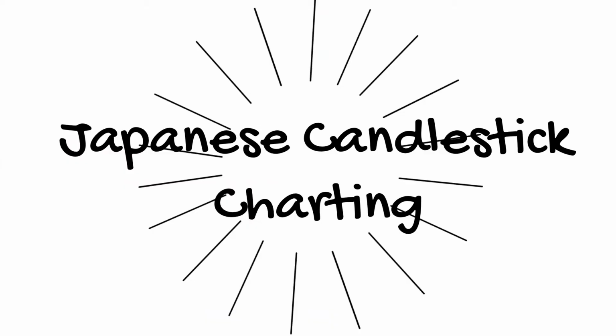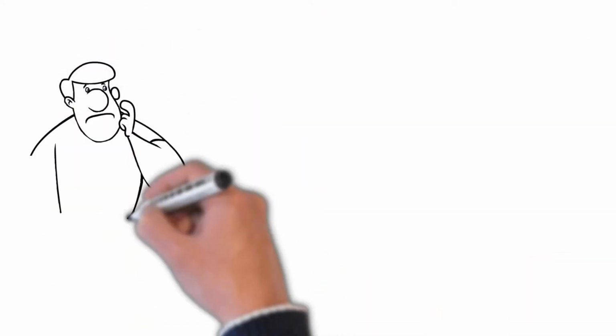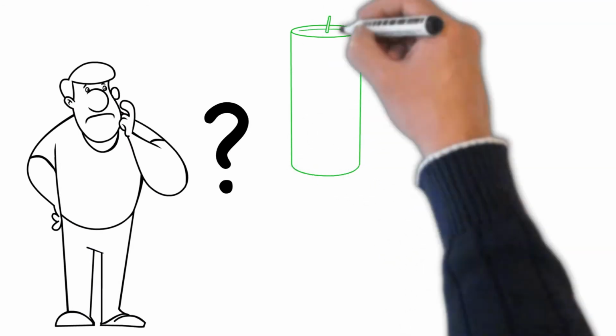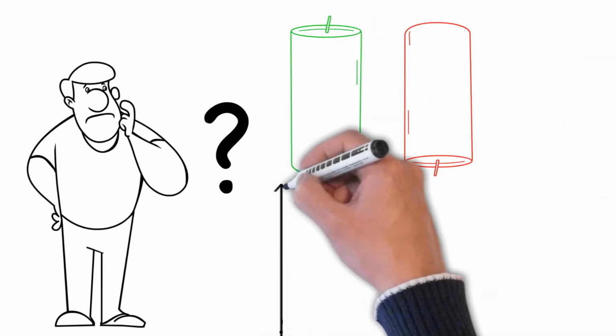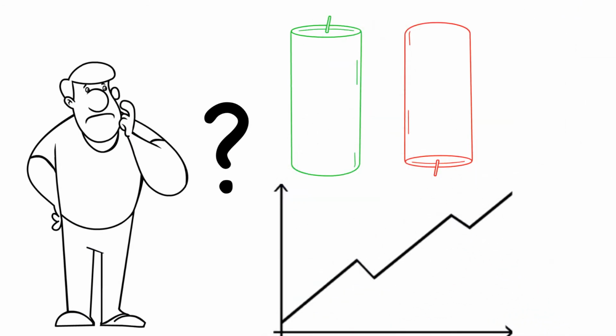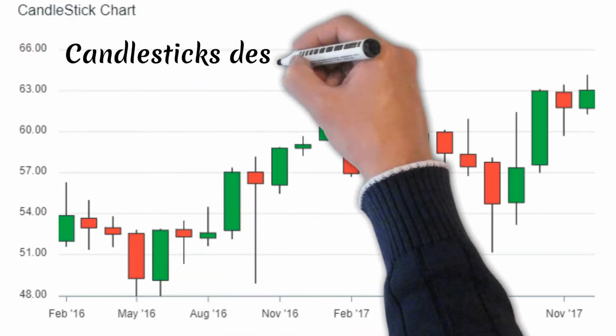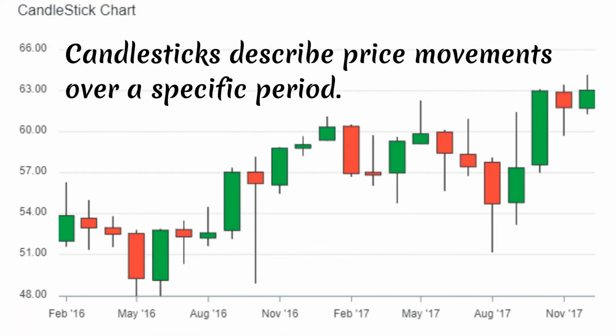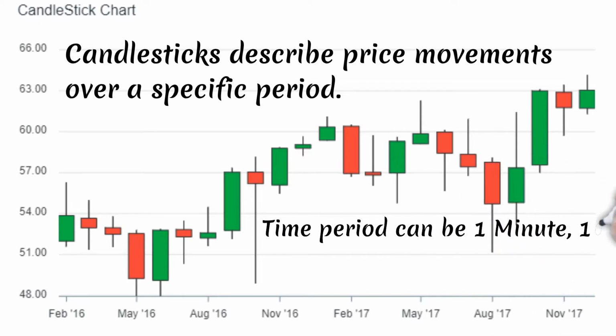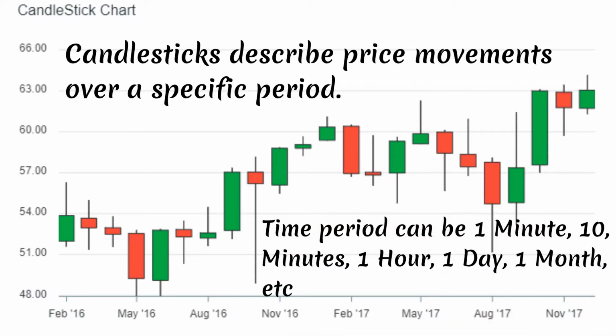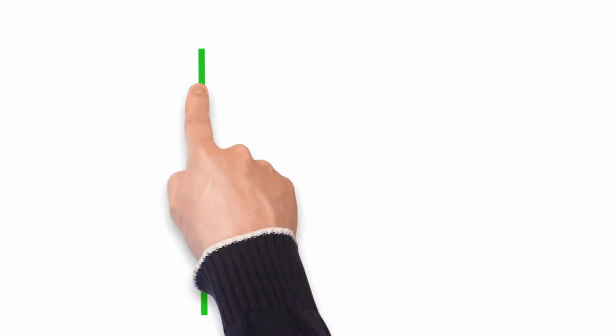Let's get to it. Now you're probably wondering, what does a candlestick have to do with stock investing? The first thing you should know is that a candlestick chart is a style of financial chart used to describe price movements over a specific period. Each candlestick represents a specific time period. If you're looking at a 10-minute chart, then each candle is 10 minutes. If you're looking at a 1-hour chart, then each candle is 1 hour, and so on.